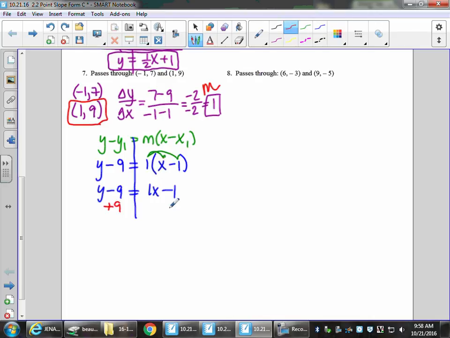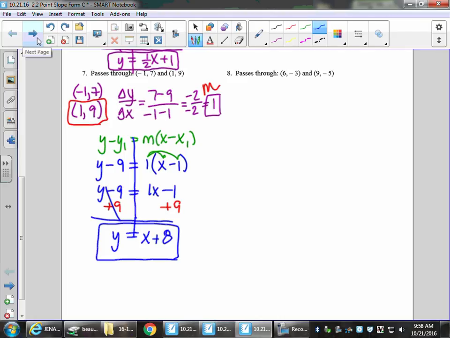Hold on. Y equals x plus 10? Okay. Y plus 8. You can't put 1x. You could, if you want to. 1x is fine. Okay. Look at the next question. Not 8.